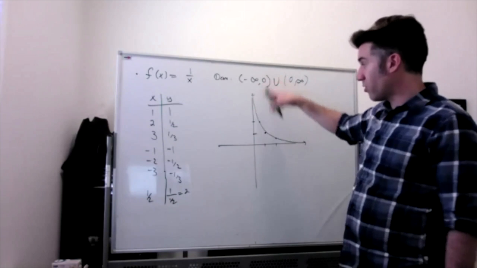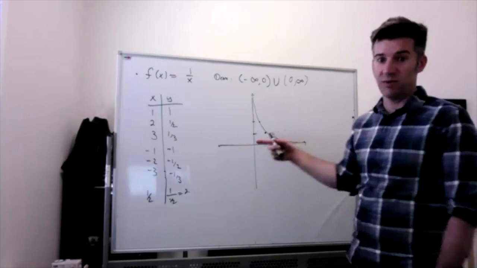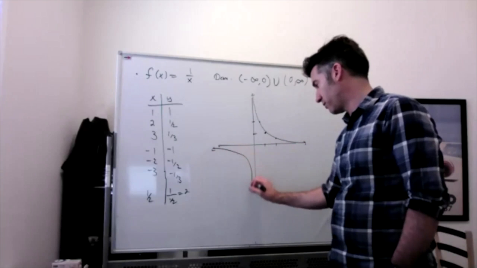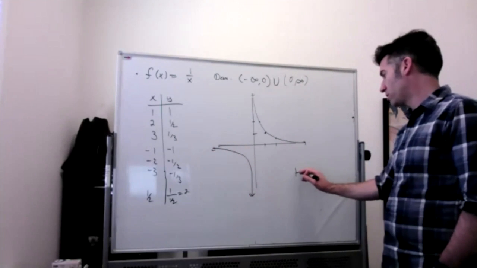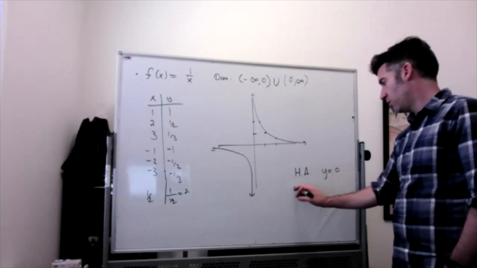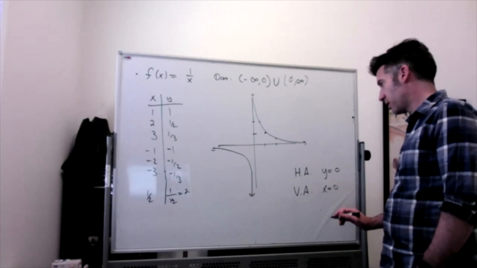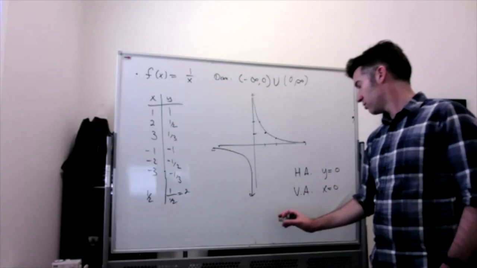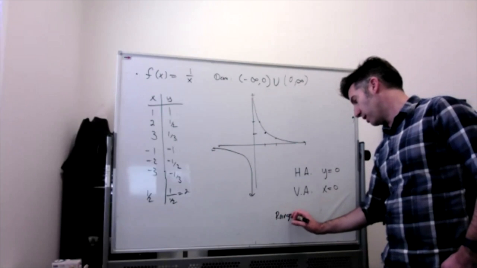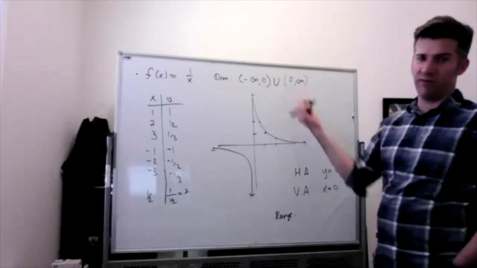So we have a vertical asymptote at x equals 0 and a horizontal asymptote at y equals 0. And it's also true on this side, except everything's negative. So we have a horizontal asymptote at y equal to 0. We have a vertical asymptote at x equal to 0. And the range is also the same as the domain here, right? Because you can get any y value except for 0, because 1 over x will never equal 0.